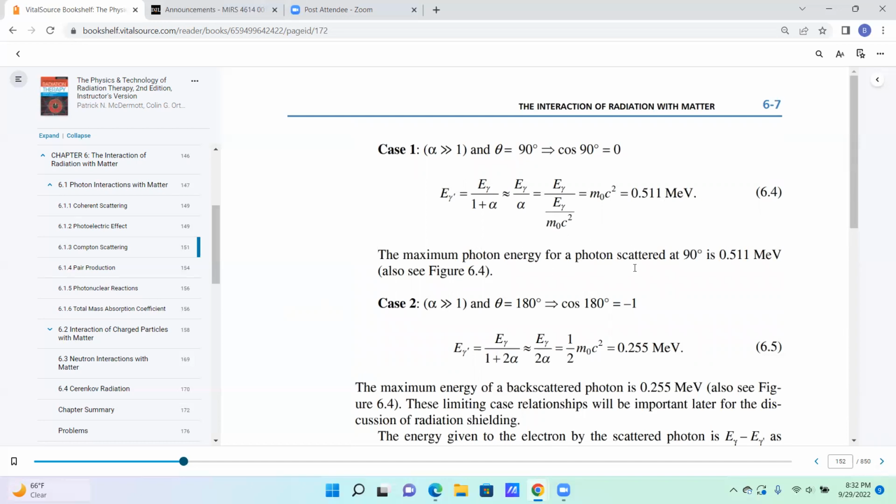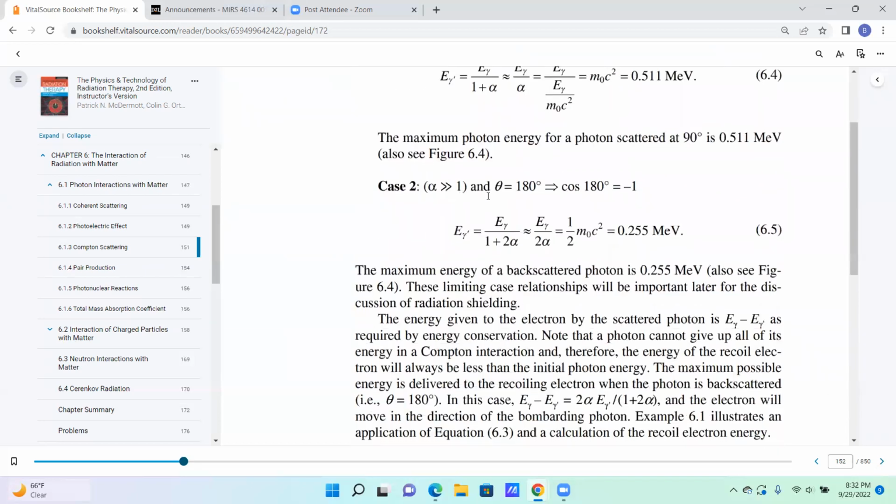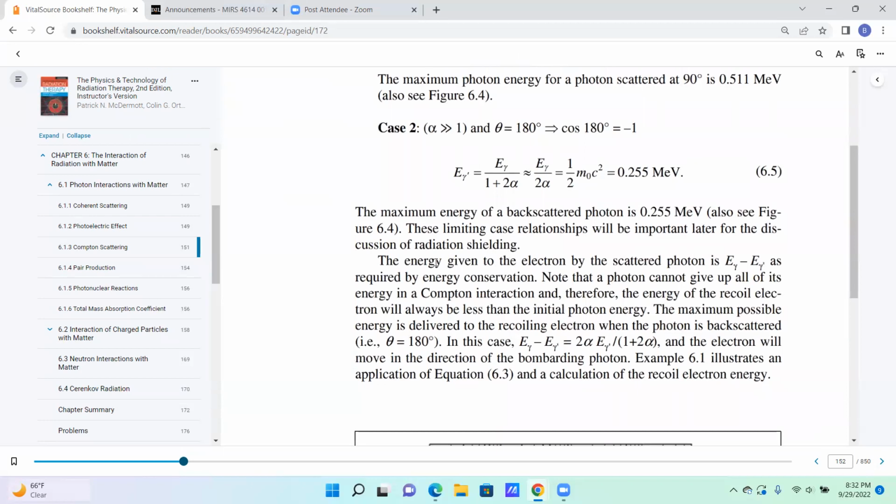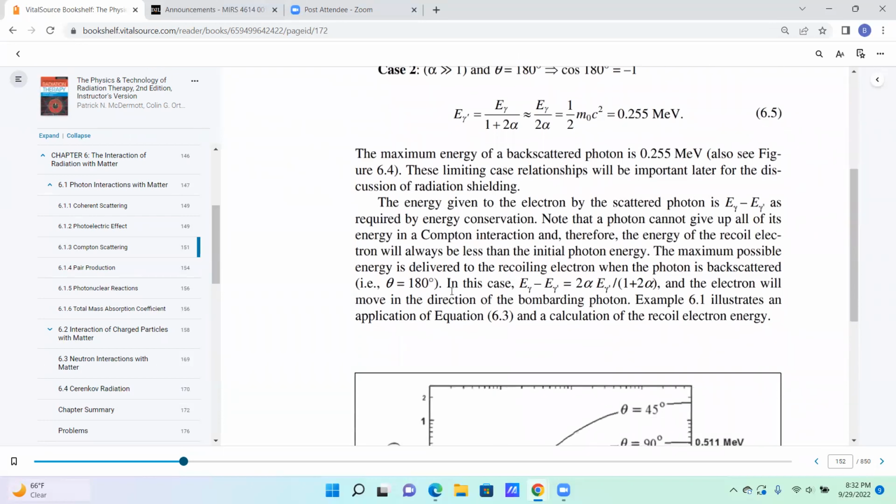So the maximum photon energy for a photon scattered at 90 degrees is going to be this. If we have something that is emitted at 180 degrees, then the energy of the photon afterward is going to be this. So the maximum energy of a backscattered photon is going to be this. These limiting case relationships are going to be important later on when dealing with shielding.